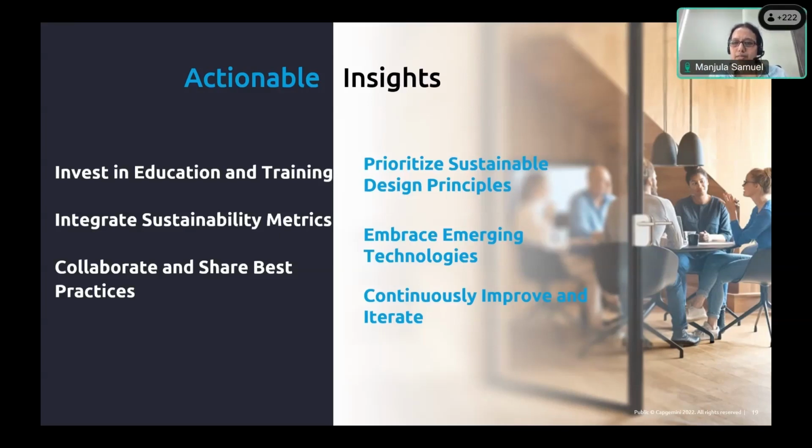Finally, adopt a mindset of continuous improvement and iteration in sustainable software architecture. Regularly evaluate and optimize the systems for sustainability, incorporating the feedback, lessons learned, and any new innovations into the future development efforts. By taking these actionable insights into consideration, organizations can embrace sustainable software architecture practices and contribute to a more environmentally sustainable future while driving innovation and delivering value to their stakeholders.